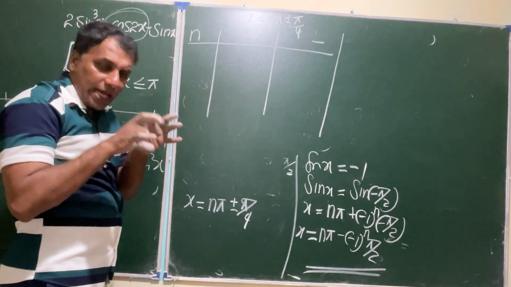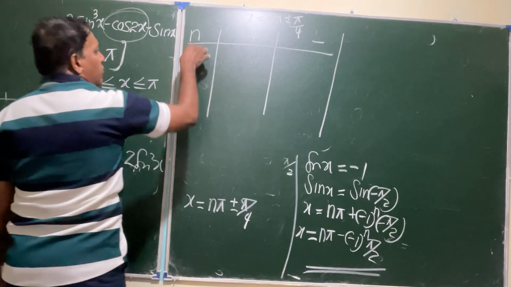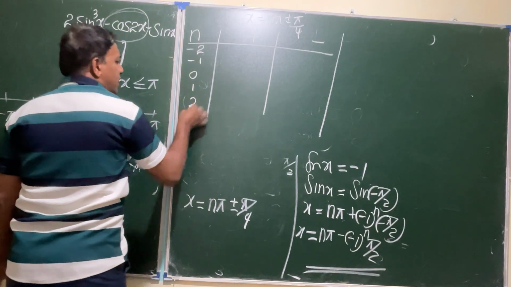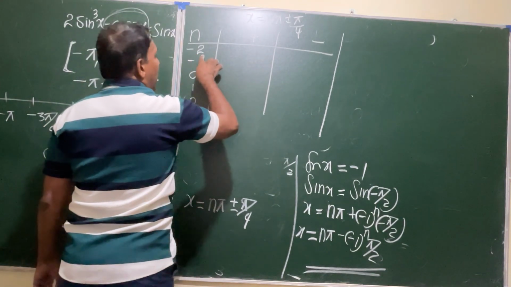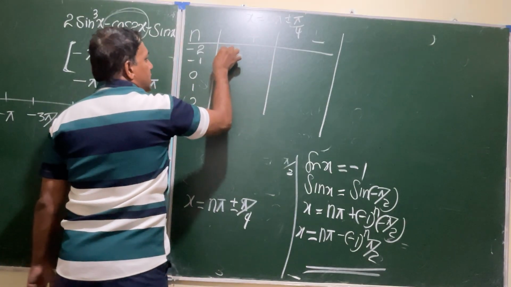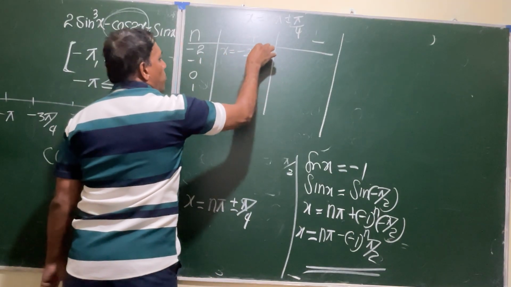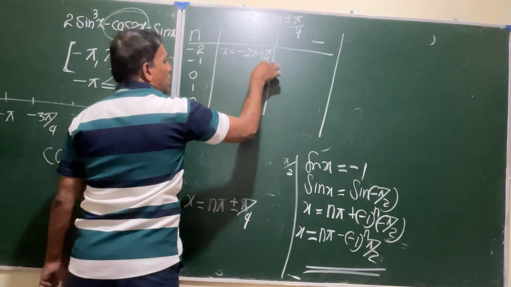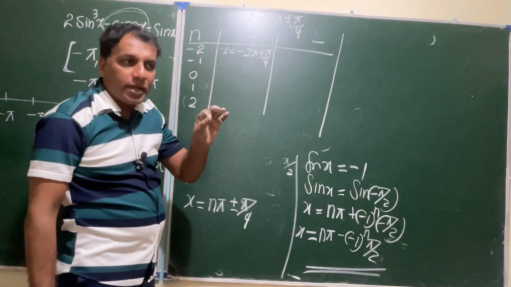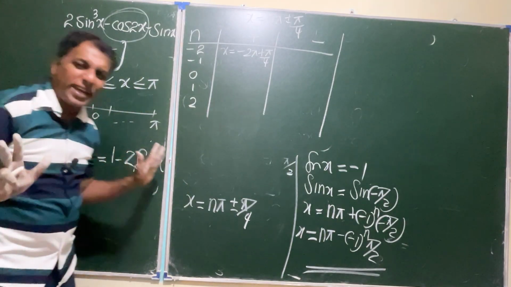You take the concept summary of solving general equations of trigonometry. If I show n minus 2, n minus 1, n 0, 1, 2, for example, what happens if n is minus 2? Take the plus symbol, get the x value. So x equal, if n is minus 2, minus 2 pi plus pi by 4. That is minus 7 pi by 4. Minus 7 pi by 4 is less than minus pi, so we won't take that one.